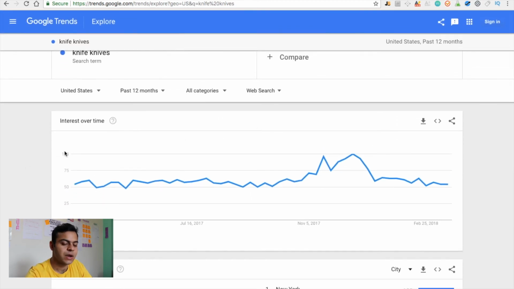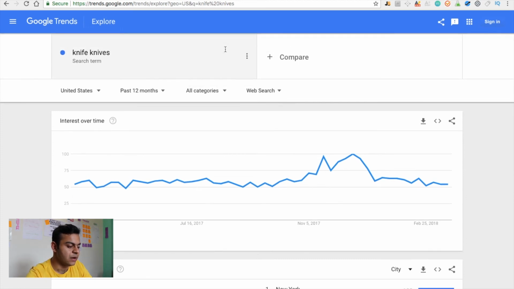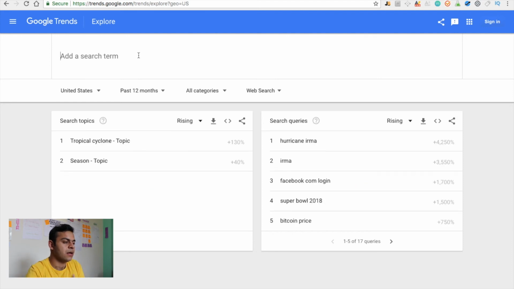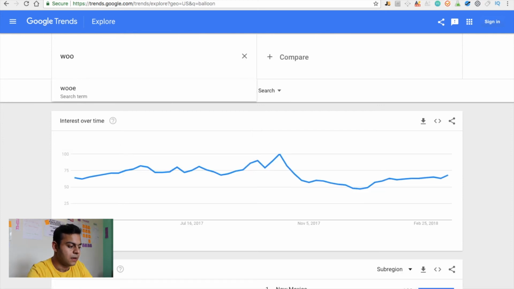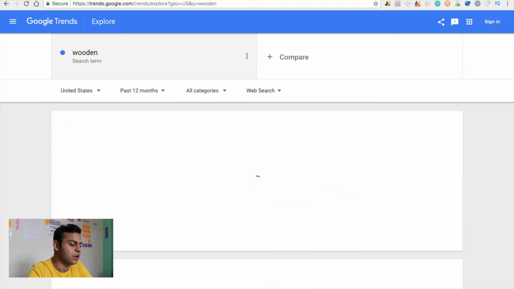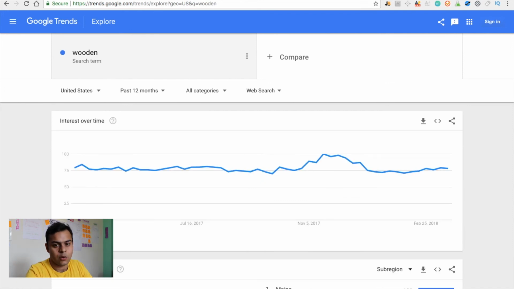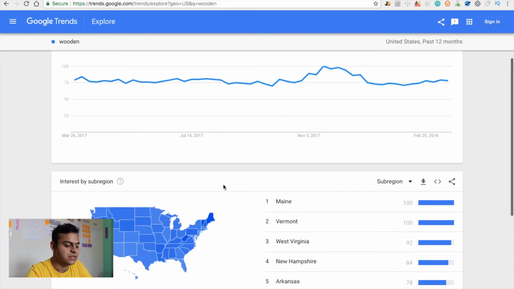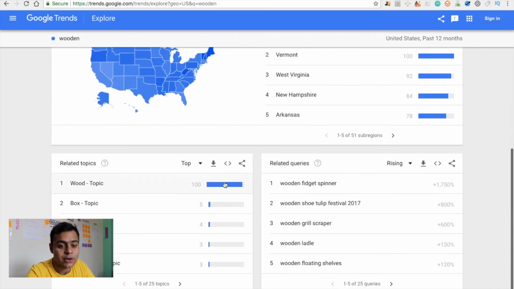Now let me quickly show you with some other keyword, because this just seems very saturated. So let's say you want to search for, let's type in the keyword wooden. Let's see what people are buying which is made of wood. Wooden itself has a very high search volume, so that's really not a product, it's just a kind of material. This is another way you can get to product ideas.